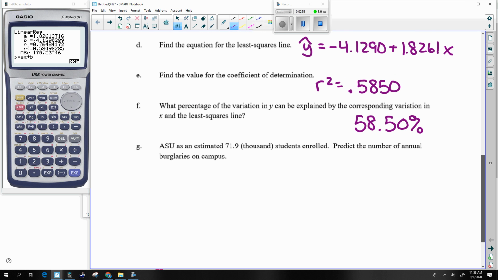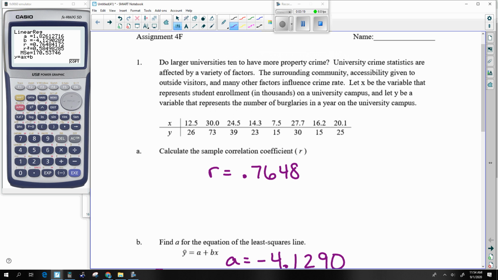To answer our prediction question, we begin by the formula that we wrote down a couple problems ago. And then what I need to do is identify what is the Y variable and what is the X variable in the context of the problem. So I go back and I see, let the X be the student enrollment, and let Y be the number of burglaries.